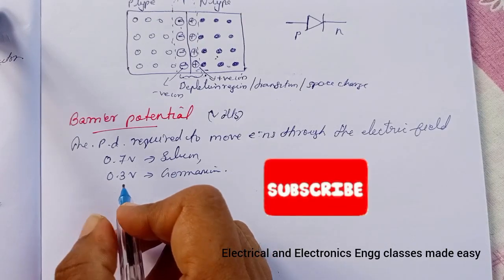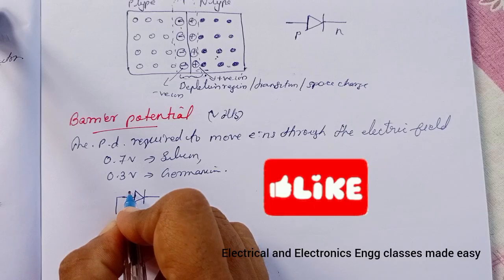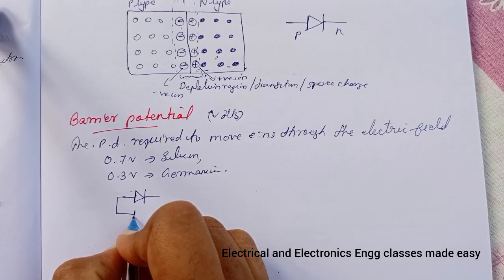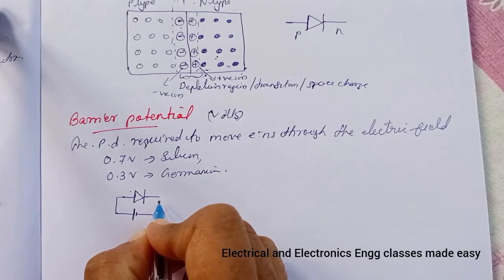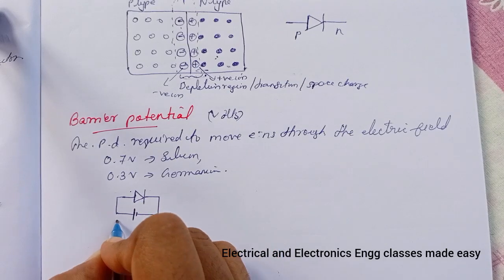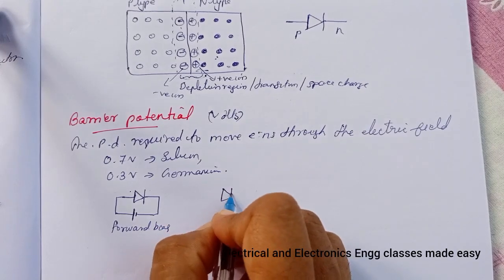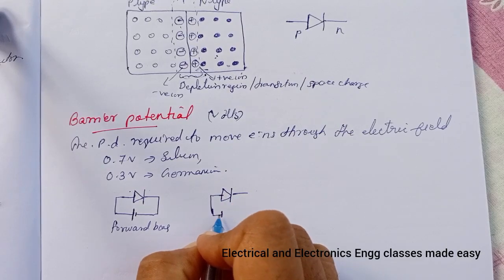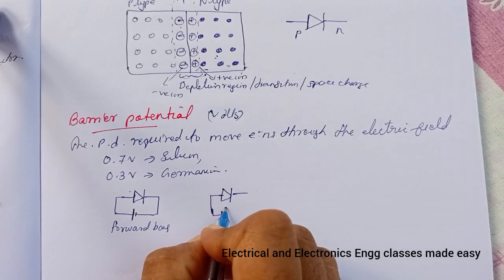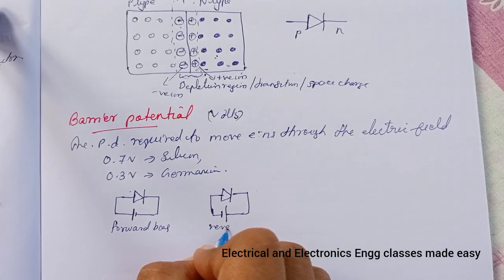So in the case of forward bias, it will be like this, that is, this is anode and this is cathode. So here when positive is connected to this P region and negative is connected to the N region, it is called forward bias. And when the negative of the external voltage source is connected to the P side and positive of the external source is connected to the N region, then it is called reverse bias.